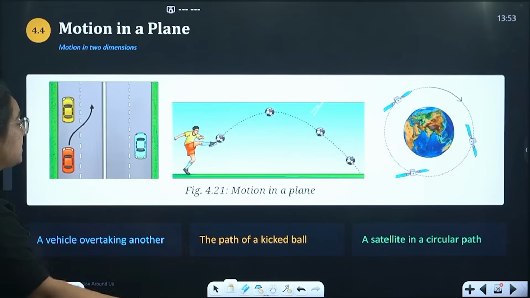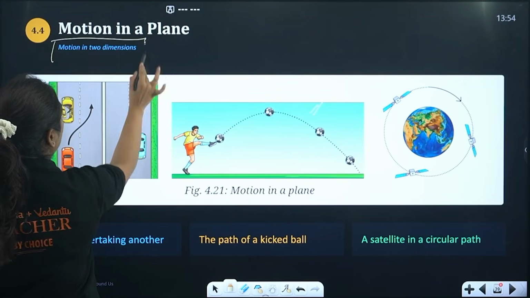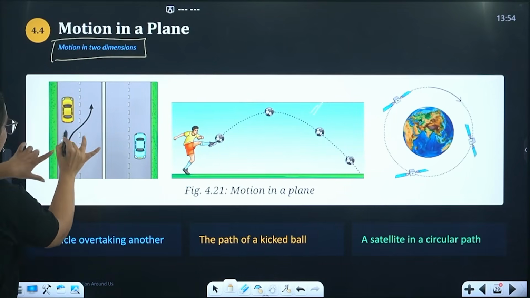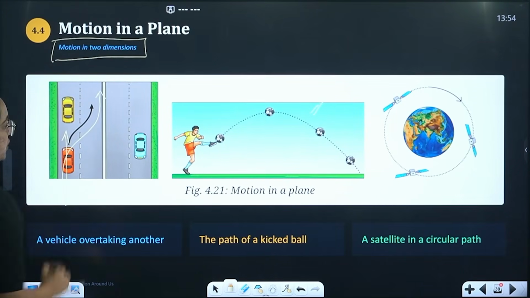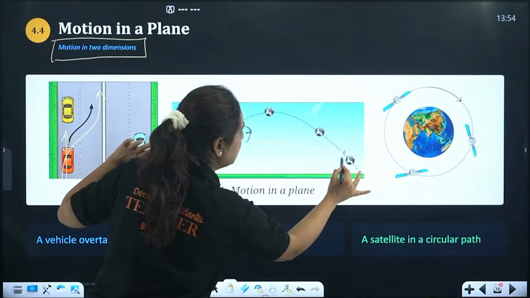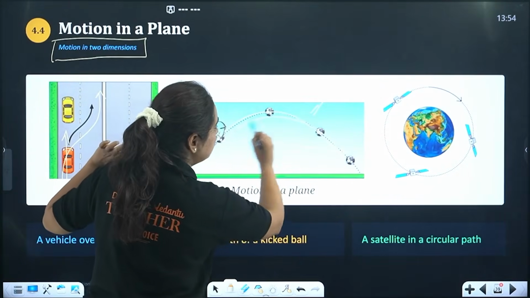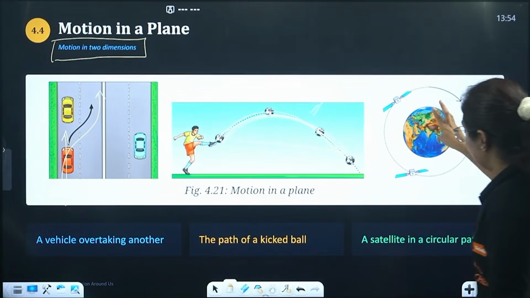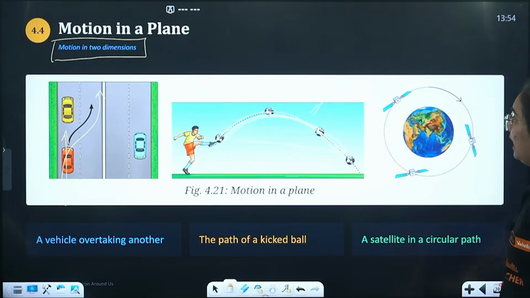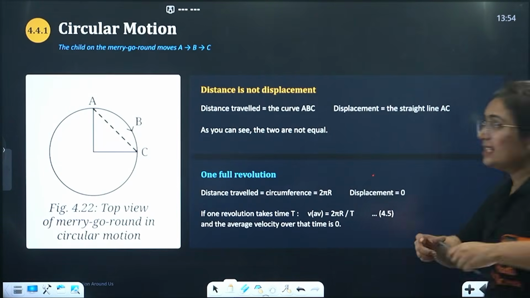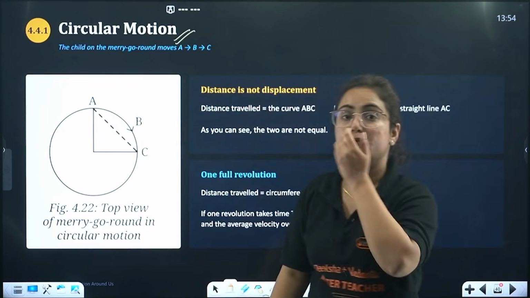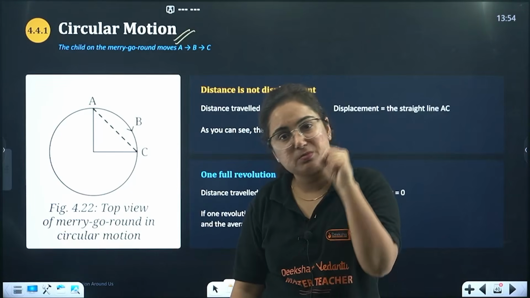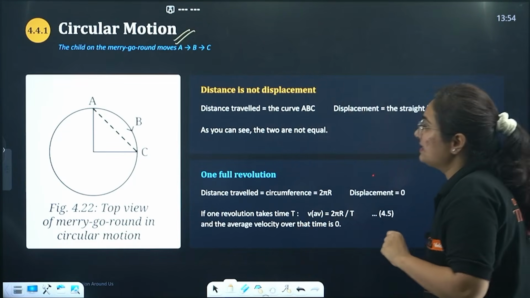In all these 3 cases, beta, there is motion in 2 dimensions. The motion is in 2 dimensions because the car was moving straight and then the direction changed. The football reaches the same point, but how? In these 2 dimensions. The same goes when the satellite is circulating around the earth. What does it actually mean? This is actually circular motion. Do you know how to calculate the displacement as well as all these important things in circular motion?